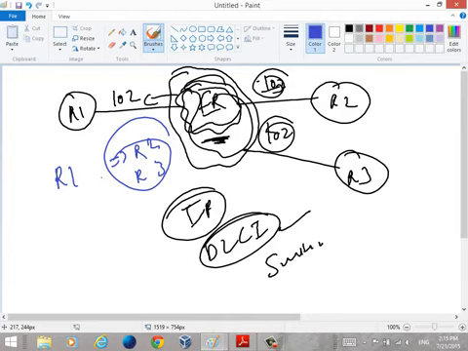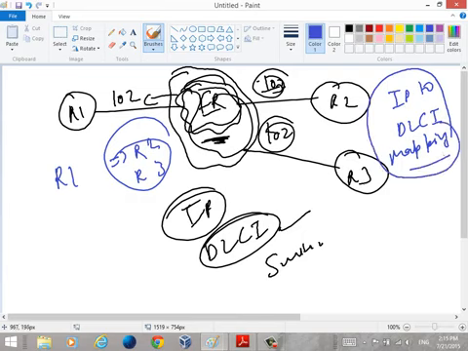Whenever a router wants to send traffic on a frame relay interface, it will always check the mapping for the IP. If the router is not able to find the IP, the router will never be able to ping. This thing is clear?